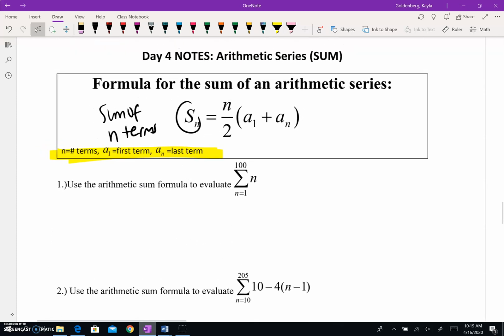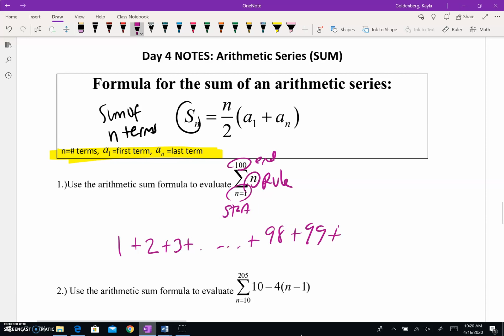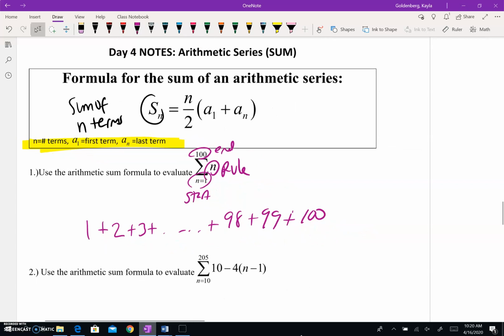So let's look at the first one. The first one says, use your arithmetic sum formula to evaluate. Now remember, this is your sigma notation, so this is where we start, this is where we end, and this is your rule. So I'm starting with term 1, and the rule is just the term number: 1, plus 2, plus 3, plus dot, dot, dot, and I want to go all the way to the 100th term. That's like 98, 99, 100. Does that look a little familiar? We've already solved this problem. This is your Gauss problem, the one that we just did.